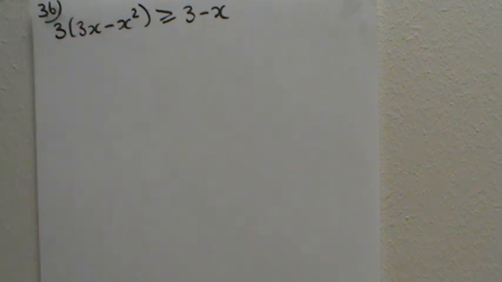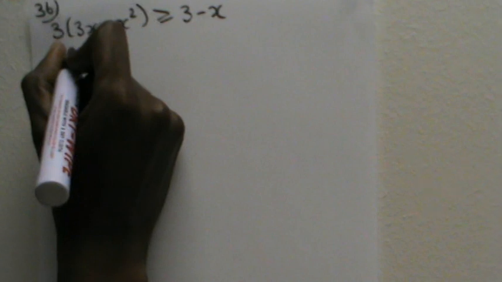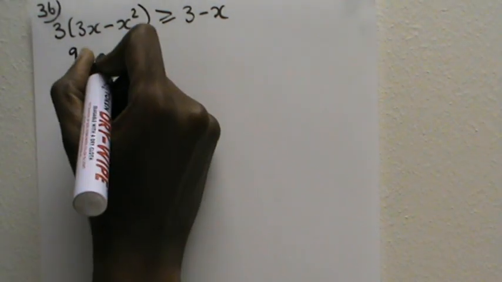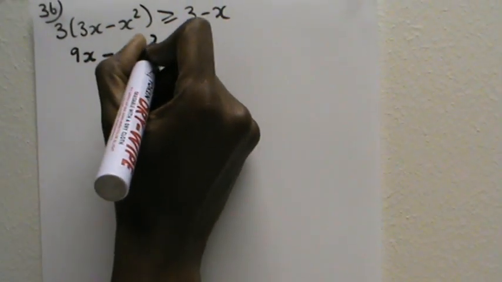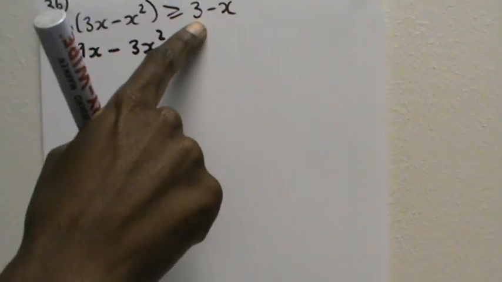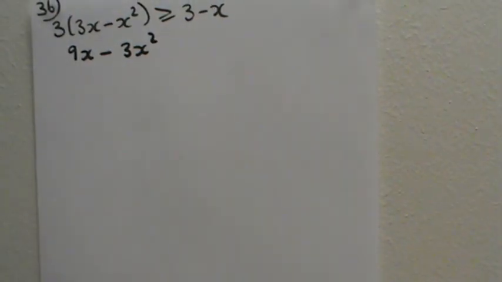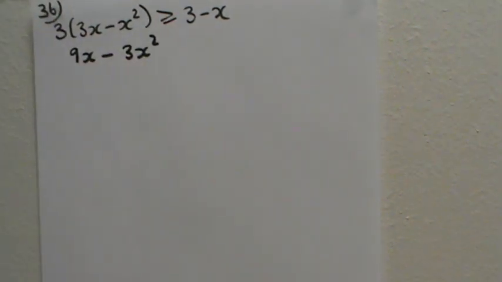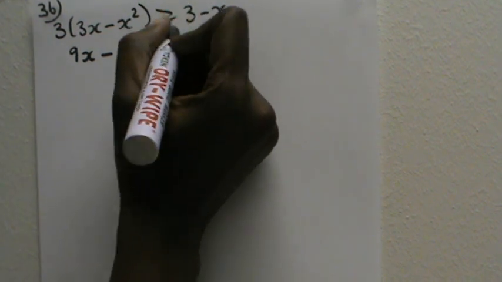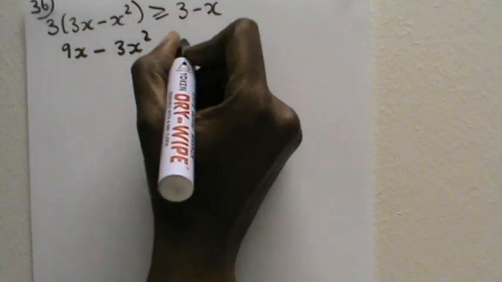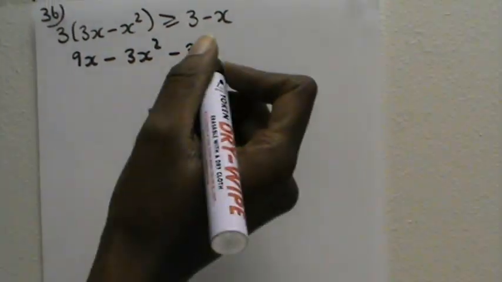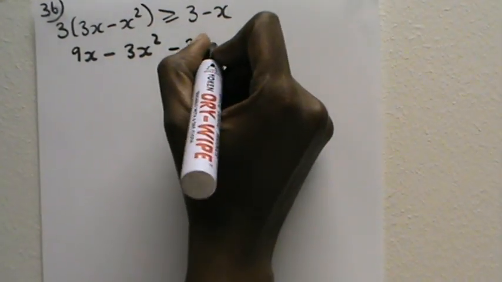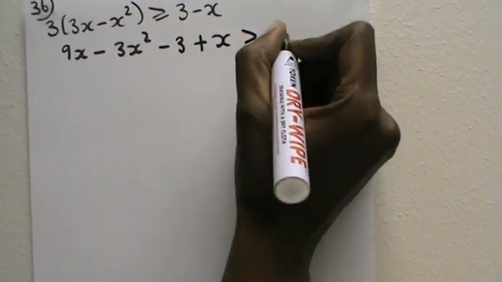So I'll multiply the brackets out. So I should have 9x minus 3x squared, and then I will take these terms to the other side. Now when I take the terms to the other side, the inequality will remain as it is because I haven't divided or multiplied by a negative term. So this is positive 3, when it goes to the other side, it is negative, and this is negative x, when it goes to the other side, it is plus x.